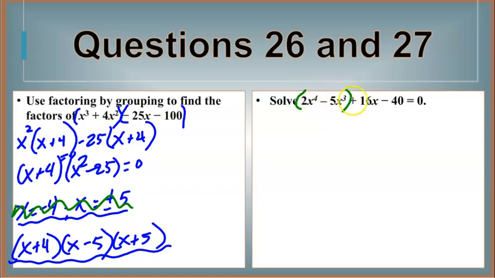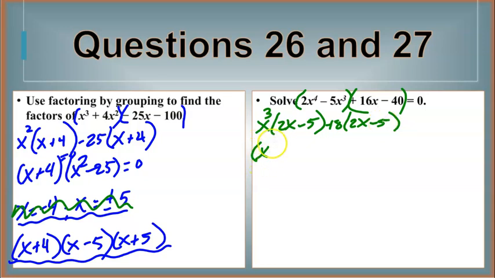So factor by grouping. I can factor out an x cubed. That's going to leave us with 2x minus 5. And over here I can factor out a positive 8, and that's going to give us a 2x minus 5. So that means I have x cubed plus 8 times 2x minus 5.